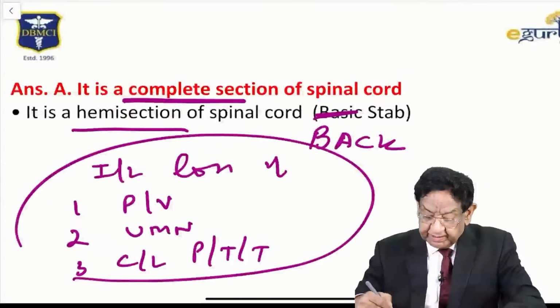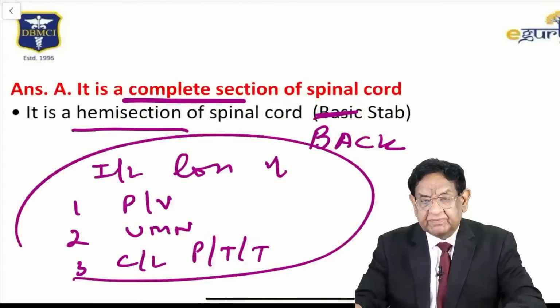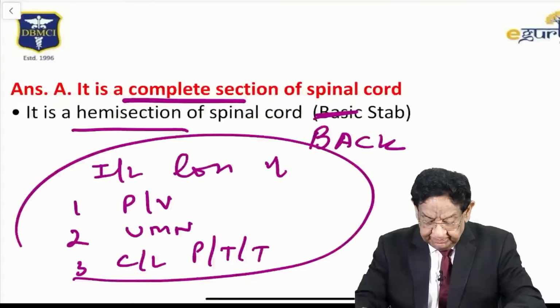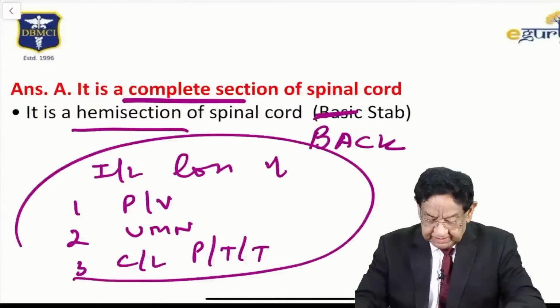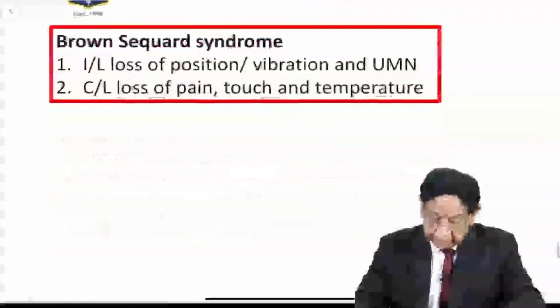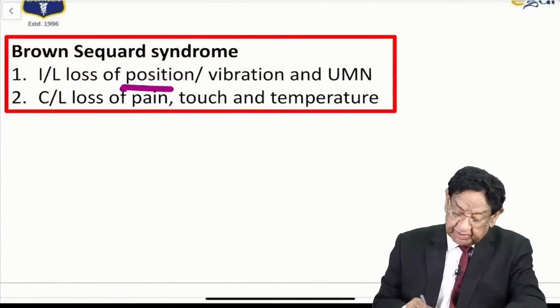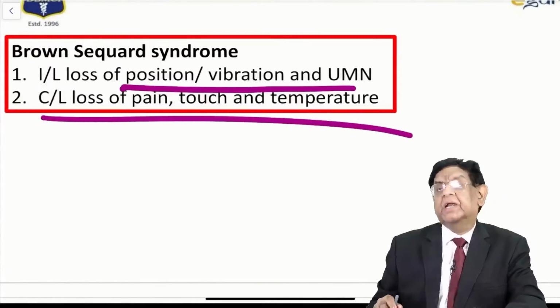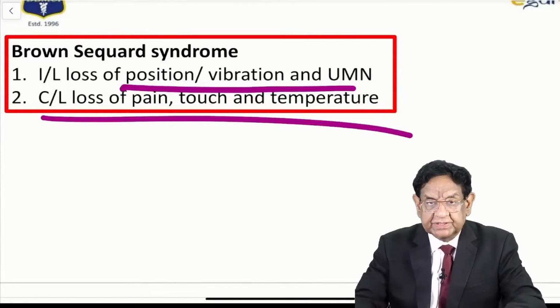In fact, whenever you get a backstab, somebody has stabbed the back with a knife, it will cut one half of the spinal cord. If there is a complete section of the spinal cord, that will lead to complete paraplegia and all sensation will also be lost. But this is the typical backstab, Brown-Sequard syndrome. So ipsilateral loss of position, vibration and upper motor neuron signs, contralateral loss of pain, touch and temperature is Brown-Sequard syndrome. It's a very important, frequently asked question.